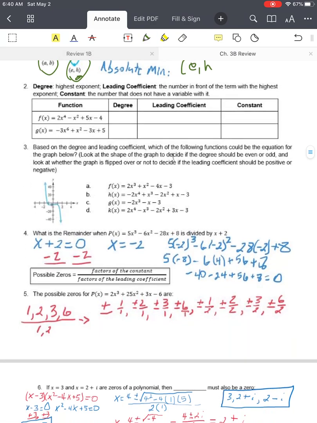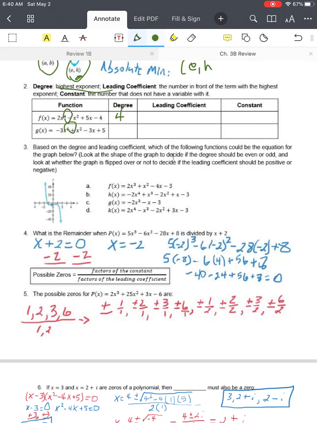Moving on down, problem number 2. We're talking about the degree, leading coefficient, and constant of functions. The degree is the highest exponent. You see it right there, and of course you're looking at both f of x and g of x. On f of x, there's the highest exponent right there. On g of x, there's 6.